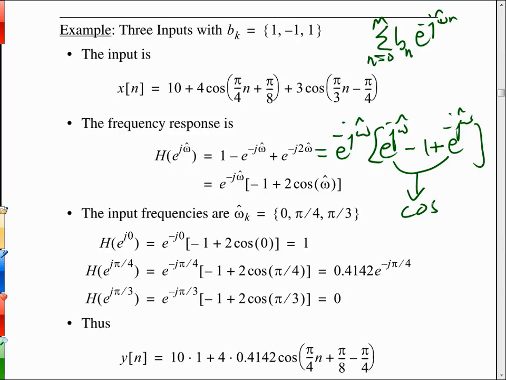Just for added understanding, suppose this was a minus sign in here, then this would have been a minus sign over here, then what would have formed? A sine, right? Except we would have had a j hanging out in there, which would have been a little bit ugly, but it would have happened. And there's another example on that here that's coming up shortly.